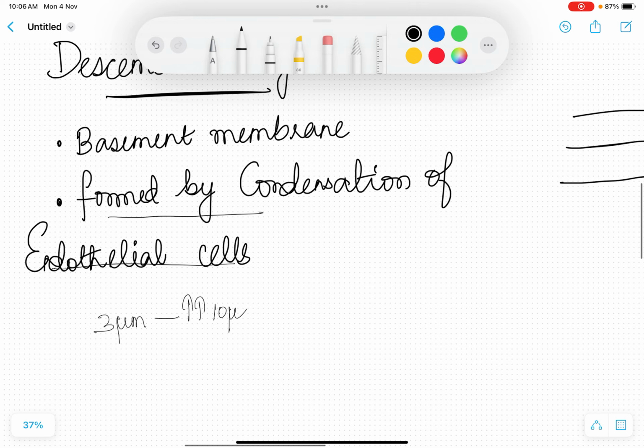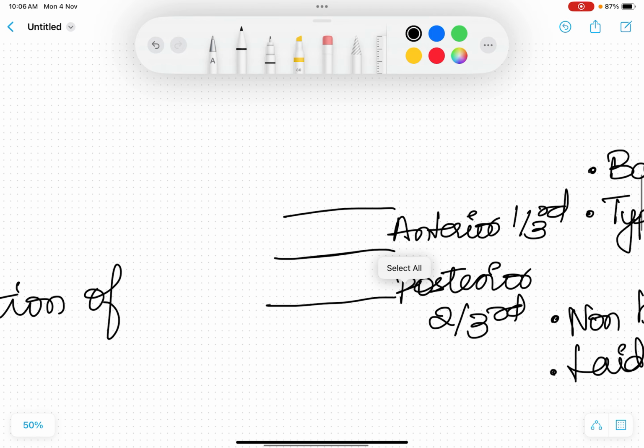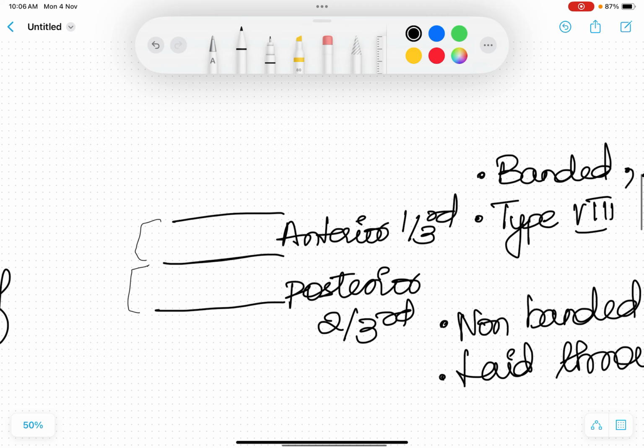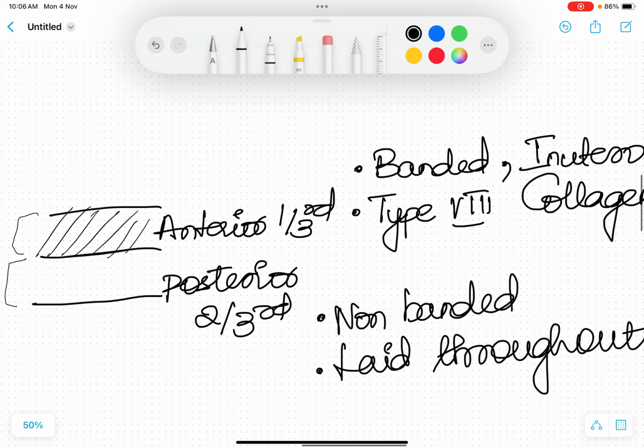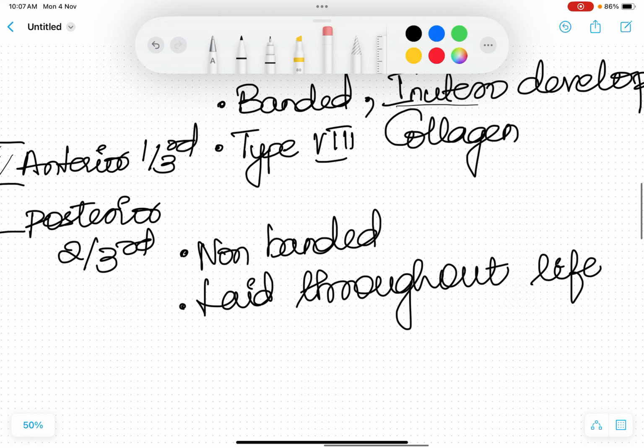The next important thing we should remember is this Descemet's layer is made up of two components: the anterior 1/3 component and the posterior 2/3 component. Now this anterior 1/3 mainly has a banded configuration and is made of type 8 collagen, and this is formed in utero. But the posterior 2/3 component, which is non-banded, is laid throughout life.